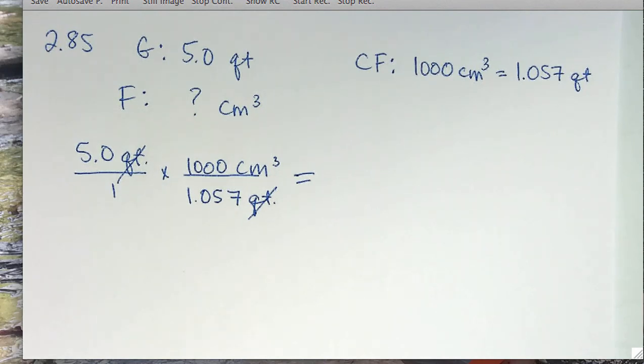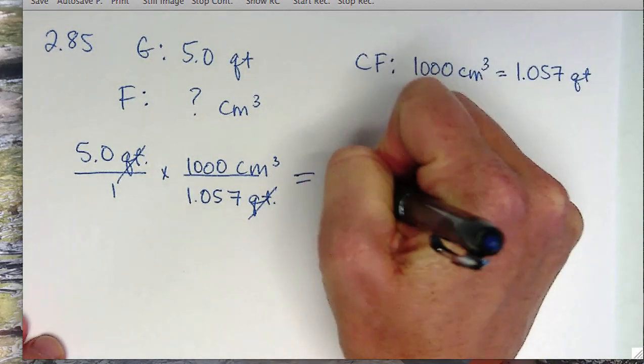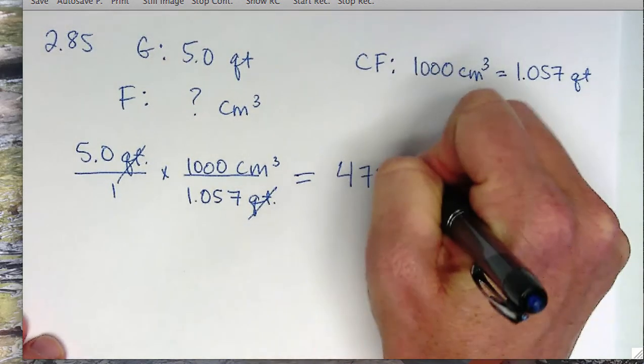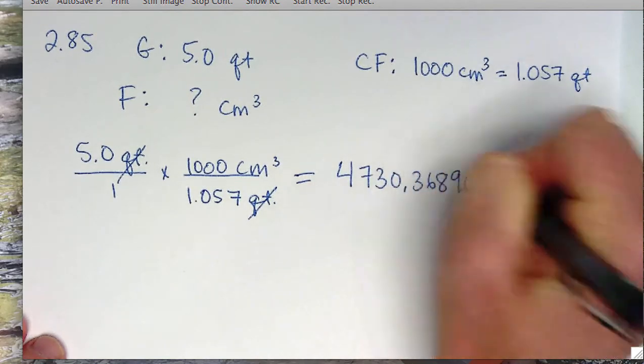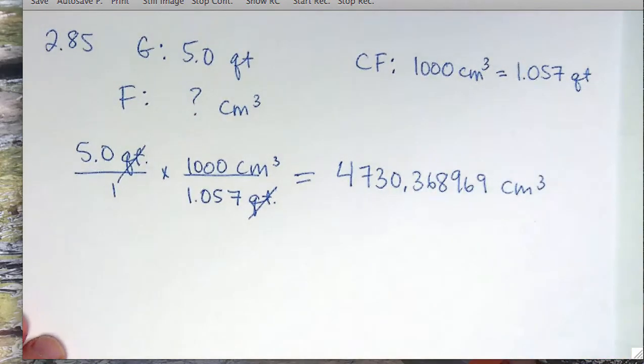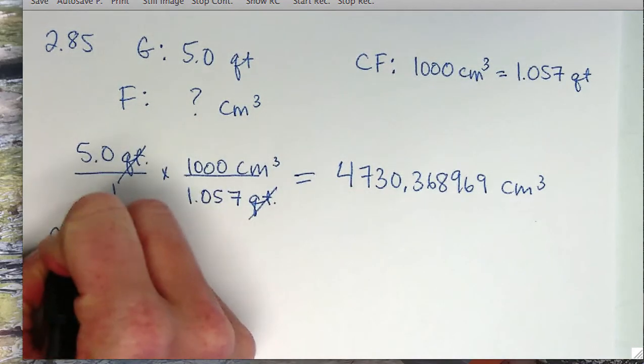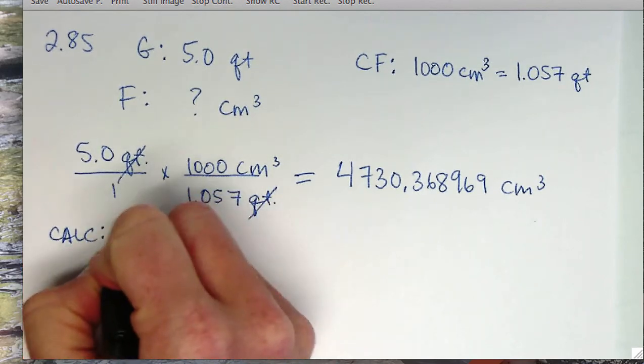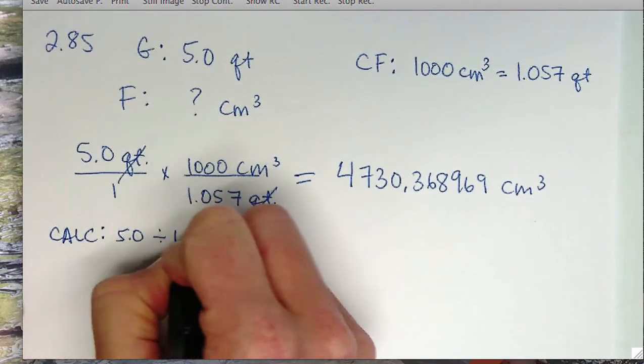And so 5 divided by 1.057 times 1,000 gives 4730.368969 cubic centimeters. So you took 5 divided by 1.057 times 1,000.